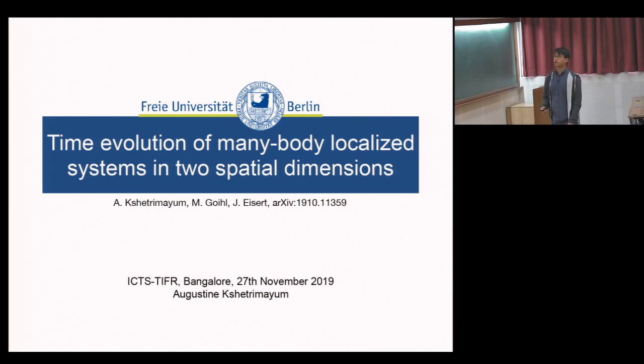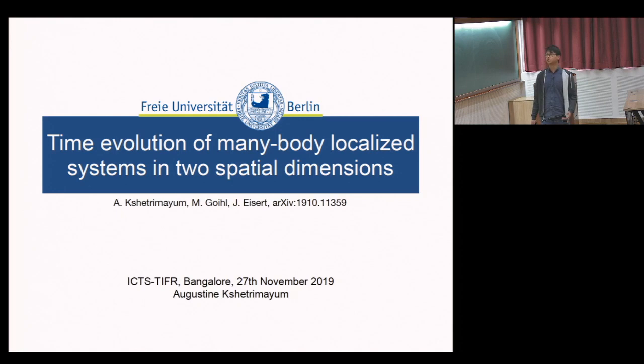So I will be talking about time evolution of many-body localized systems in 2D. This is a work that I did in my group with Marcel and Jens Eichert. You can check out our paper here, which we posted on arXiv just last month. Feel free to ask questions, and I'm happy to have your comments.